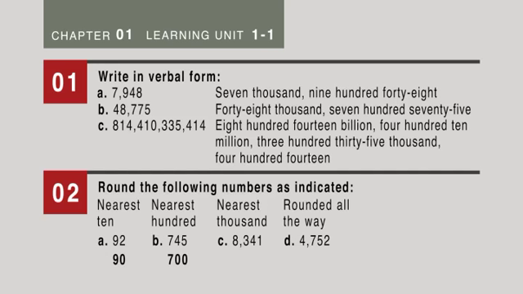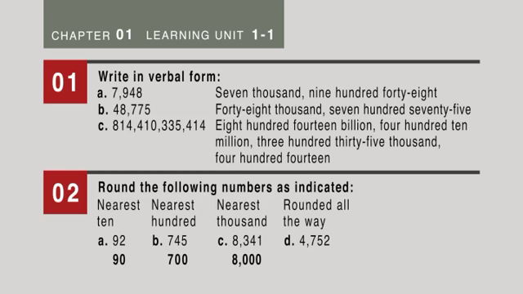In C, rounding to the nearest 1,000. Remember, we have units, tens, hundreds, and thousands. Identify your digit. 8. Look to the right. That 3 is definitely less than what? 5. In this case, we round to 8,000.